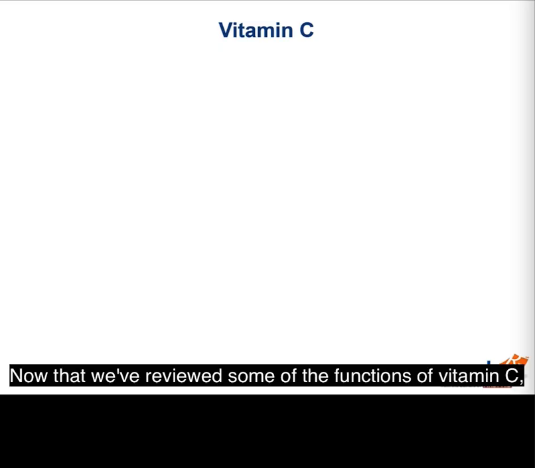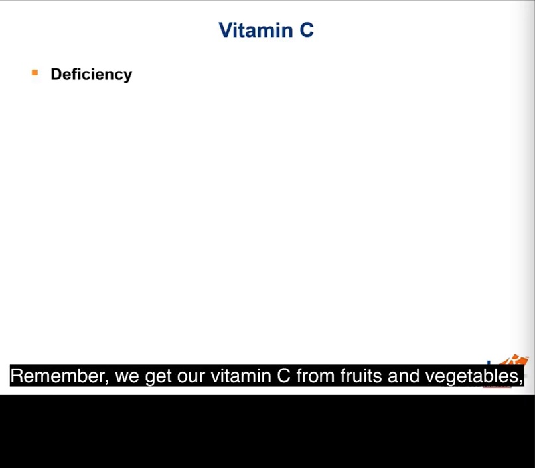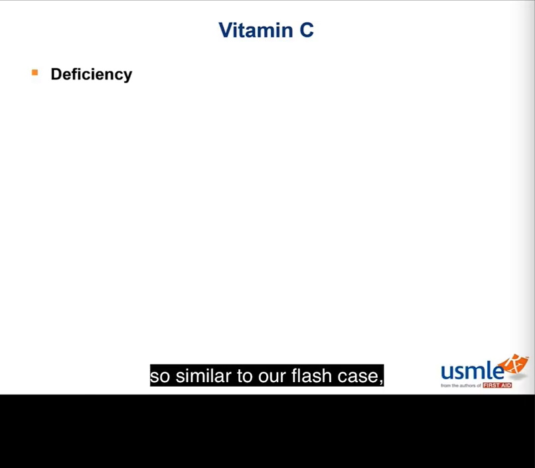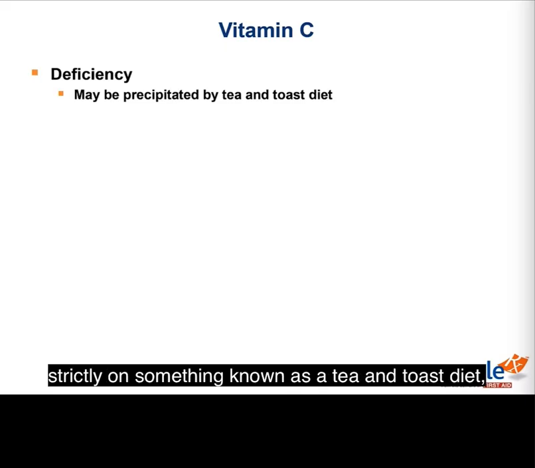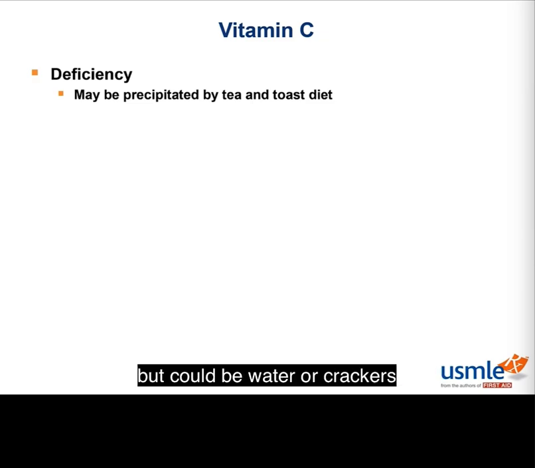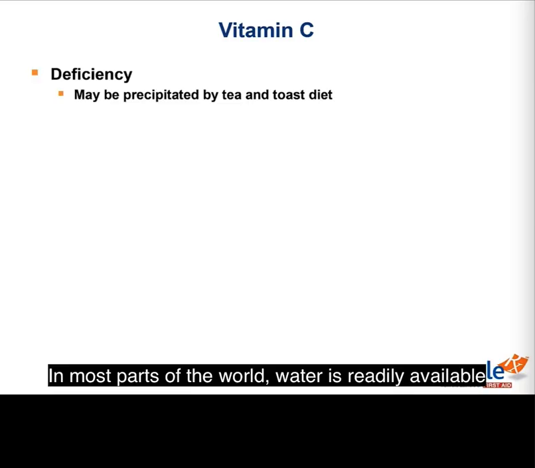Now that we've reviewed some of the functions of vitamin C, let's talk about what a deficiency could do. Remember, we get our vitamin C from fruits and vegetables. So similar to our flash case, a deficiency could be precipitated by someone strictly on something known as a tea and toast diet, which may not necessarily be tea or toast, but could be water or crackers, which is common in the elderly who don't get up and go as much and primarily stay at home. In most parts of the world, water is readily available and can be warmed to make tea, and crackers or toast are easy to eat and easy to store.